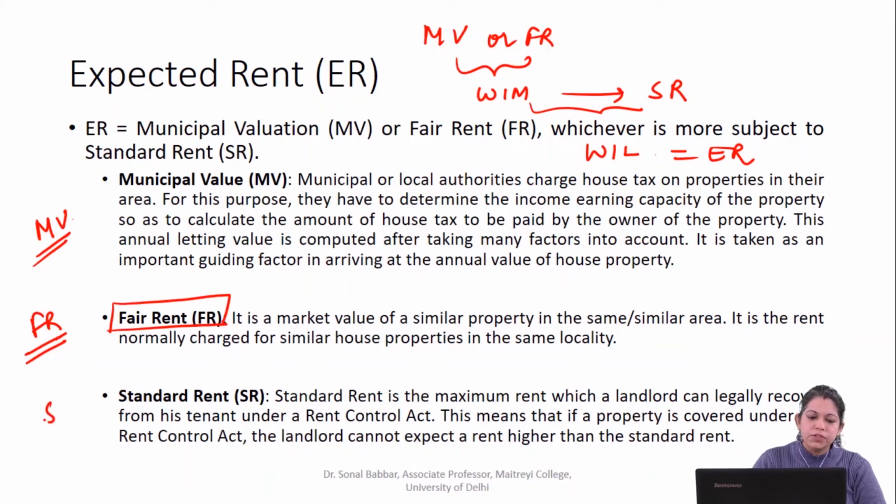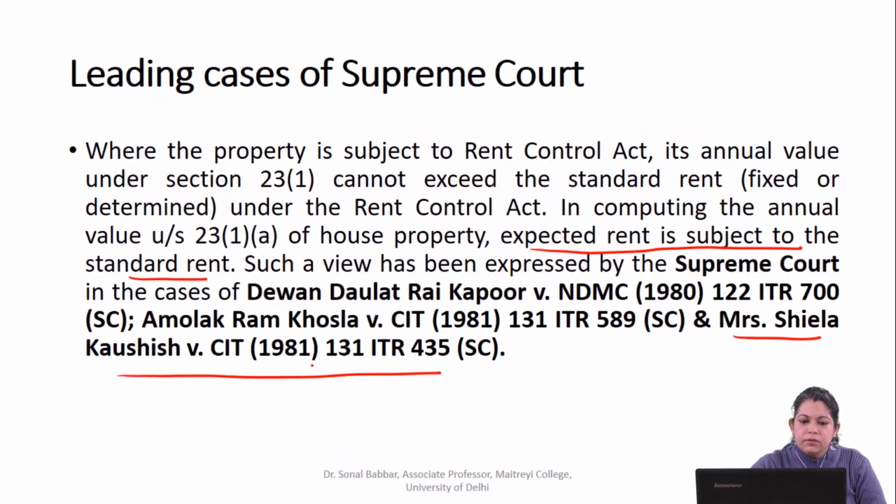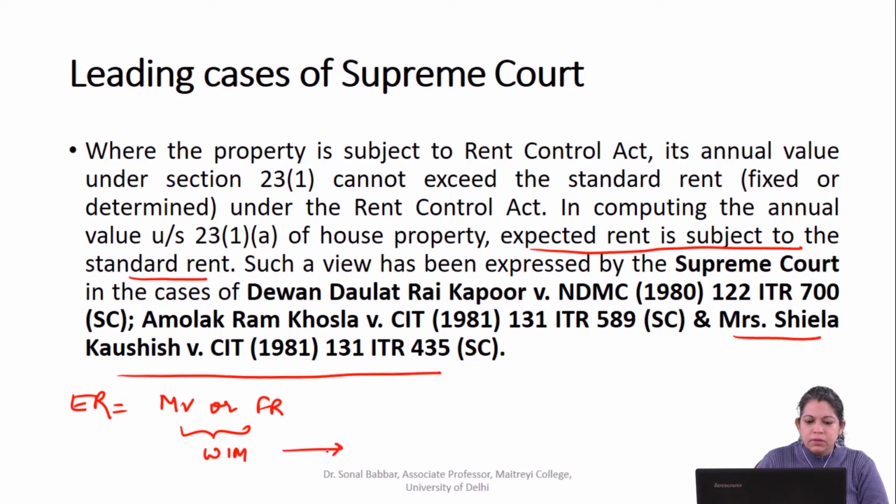So the three values which we are considering are MV, FR and SR. So repeating about expected rent: municipal value or fair rent, take whichever is more, subject to standard rent, take whichever is less. That becomes expected rent.